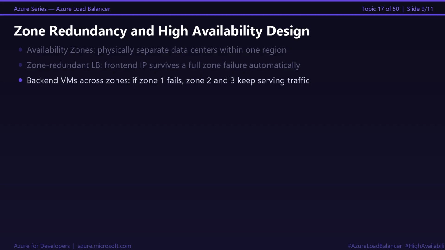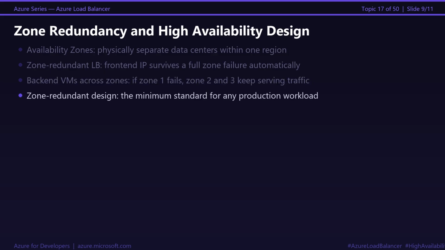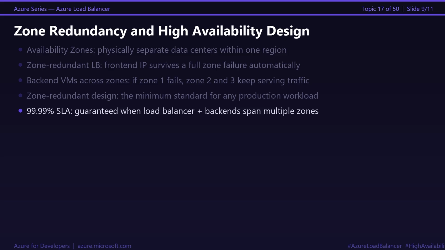Setting up monitoring takes 5 minutes. Skipping it takes hours to debug when something breaks. For metrics you must watch. Data path availability: is the load balancer itself working? This should always be 100%. If it drops, something is seriously wrong. Health probe status: what percentage of your backend servers are healthy? Alert the moment this drops below 100%. That means a server just went down. You want to know before your users do.